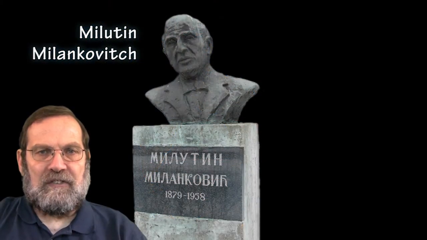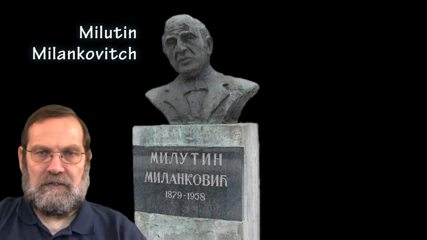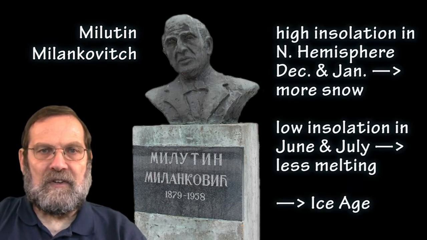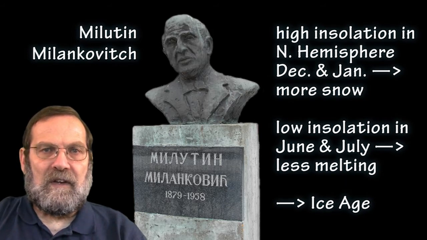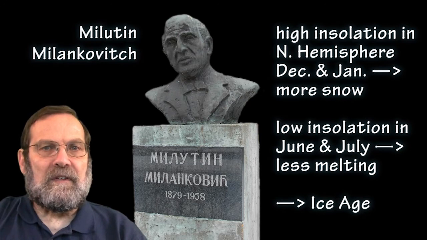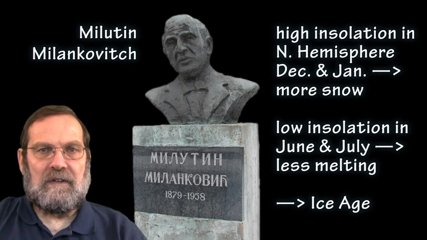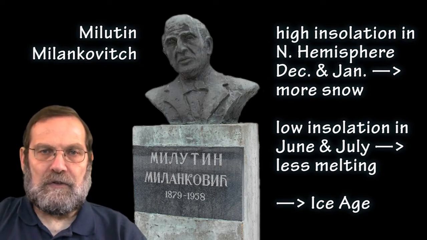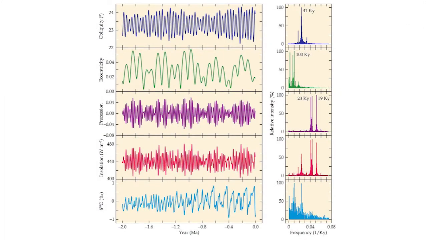The Serbian astrophysicist Milutin Milankovic, 1879 through 1958, proposed that when the solar insolation in the northern hemisphere was relatively high during the December-January period and relatively low during the June-July period, more snow accumulated during the winter and less melted during the summer, causing glaciers to advance and an ice age to occur. How well does this theory fit the observed climatic variations?